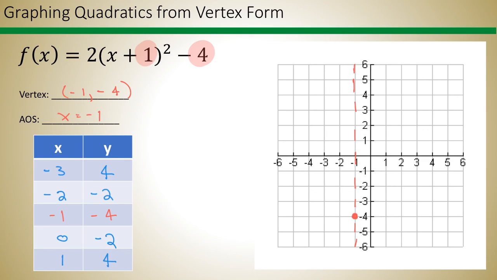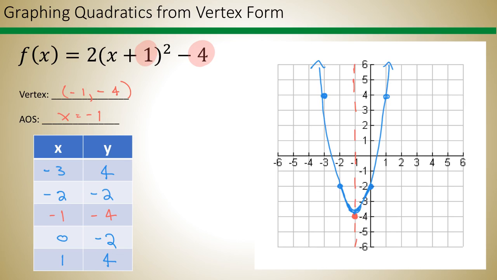And then plot those points. So -3, +4, -2, -2, 0, -2 would go here, and then 1, 4 is going to go here. So our function is going to look like that. Okay, so we see that this one is narrower, and what's causing that to happen is that it's being stretched by this 2 here.